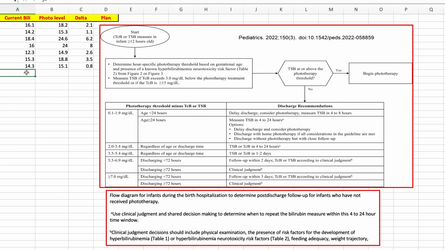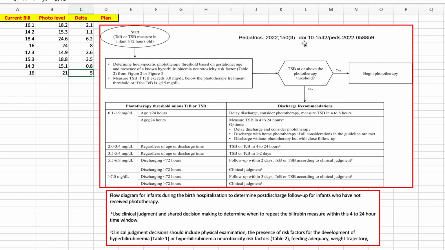Now, another example, suppose the bilirubin was 16 and the phototherapy level was 21. So your delta here is 5. Based on that, the baby falls here, and regardless of age, you can discharge this baby safely home and follow up in 1 to 2 days. So you're getting the concept. It's not the level really, it's the difference between the two. And this is really helpful.